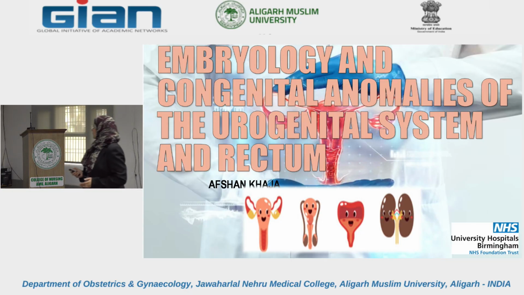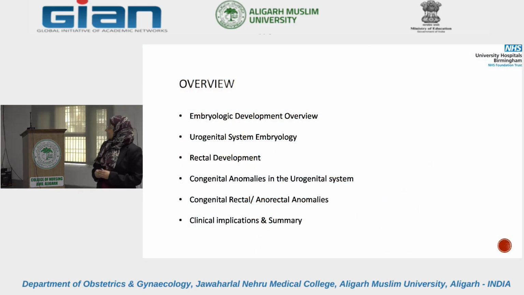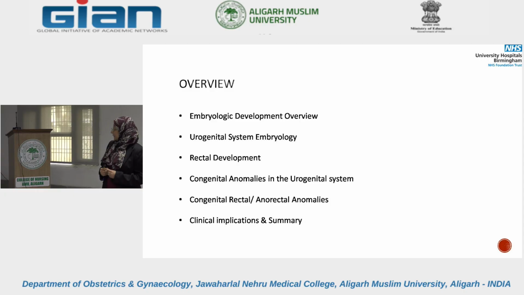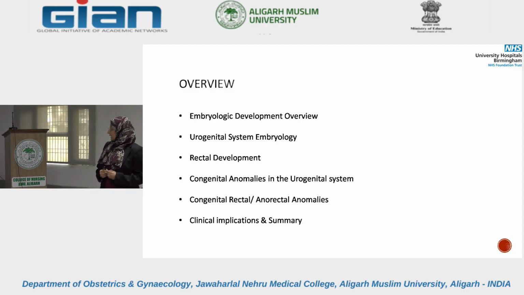So let's see, what is the overview? Very, very simple. Everybody can understand. Embryological development, urogenital system embryology. That's what we are focusing on mainly. A little bit about rectal development. A few nice pictures about congenital anomalies in the urogenital system, congenital anorectal anomalies, and clinical implications and summary. And it's very, very brief, so nothing to worry about.